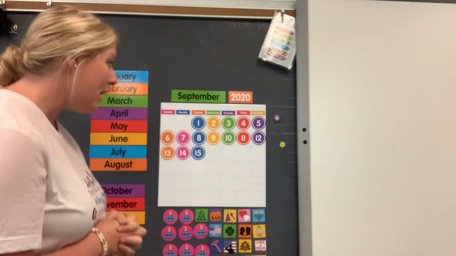Can you show me 7 with your fingers? 7 is 5 on one hand and 2 on the other. 7 days of the week. Good job, boys and girls.